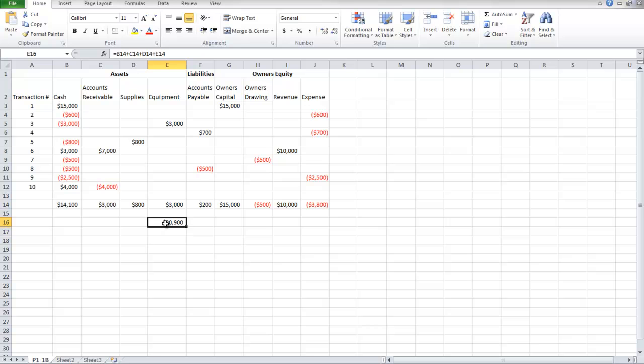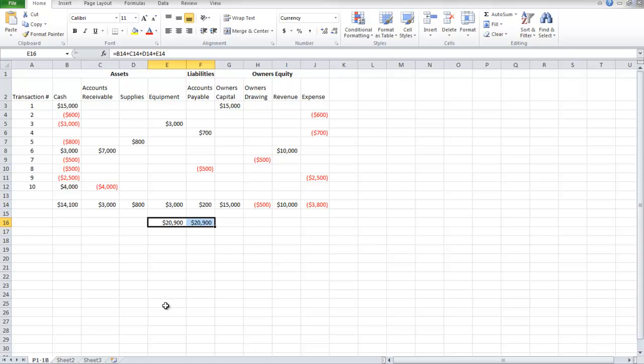My total assets are equal to the cash plus accounts receivable plus supplies plus equipment. So my total assets are $20,900. Then my liabilities plus my owner's equity should equal $20,900. That should be accounts payable plus owner's capital plus owner's withdrawals plus revenue and expense. In this case, and as in all cases, assets should equal liabilities plus owner's equity. So that answers part A.